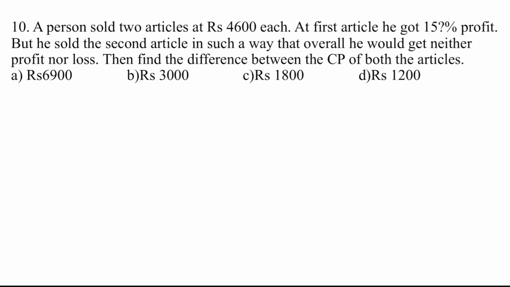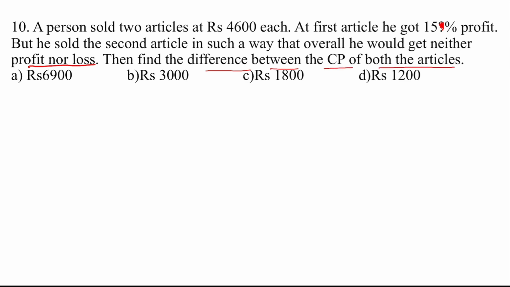Next problem. A person sold 2 articles at rupees 4,600 each. At first he got 15% profit. But he sold the second article in such a way that overall he got neither profit nor loss. This is important. Then find the difference between the cost price of both the articles.